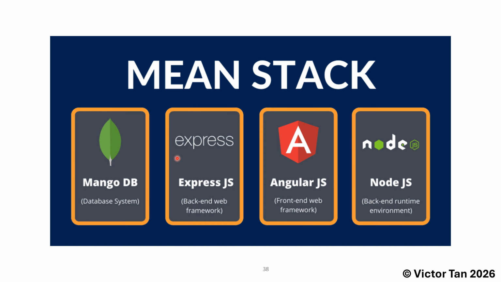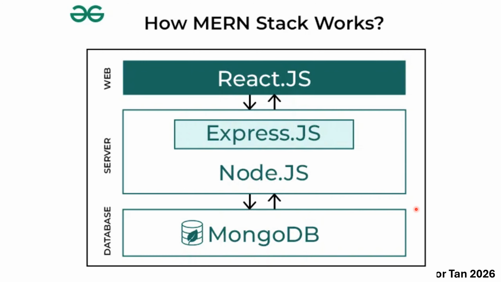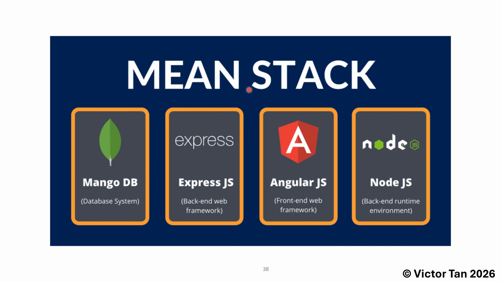So the MEAN stack is basically MongoDB. So ignore the Mango here. It's actually MongoDB, and that's your database. Then at the back end, you have Express.js running on top of Node.js, and then at the front end, you have Angular. So that's MEAN. And then you have MERN, which is just a slight difference from that. It's still Express and Node at the back end, MongoDB as your database, but for the front end you use React. So MERN and MEAN, pretty much the only difference is what you are using for the front end.